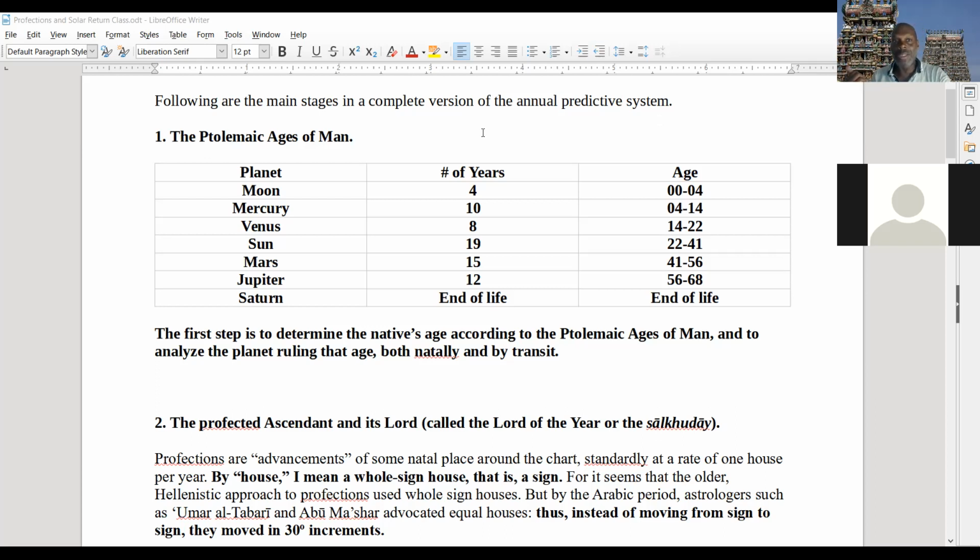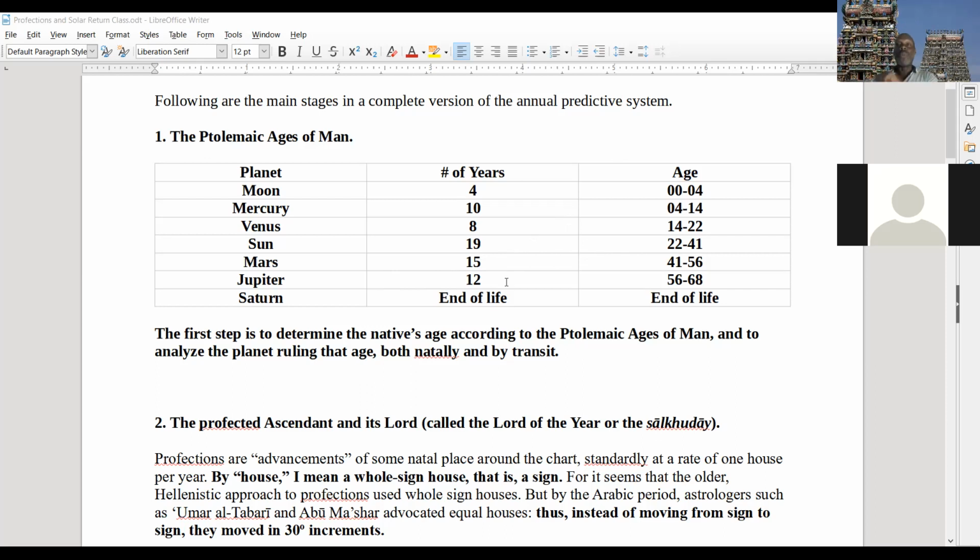Now, we're just talking about the Ptolemaic ages of man, right? And then you also want to look at the amount of time. So let's say you're in the sun period. So for that 19 years, you're going to want to look at transits to the sun to see how you might be affected. And as I was saying with Maria, Mars, for that 15 years from 41 to 56, you want to be looking at important transits to your natal Mars, right?